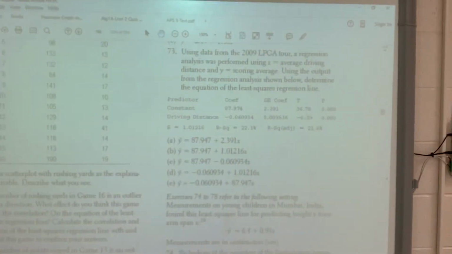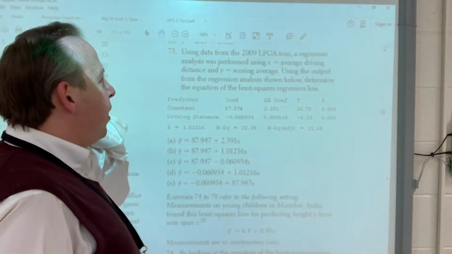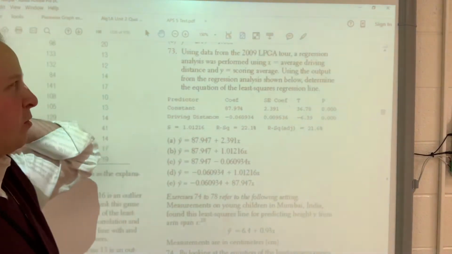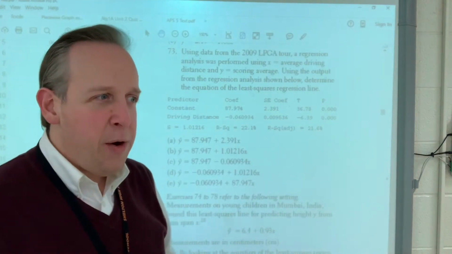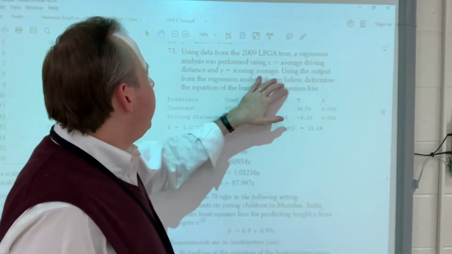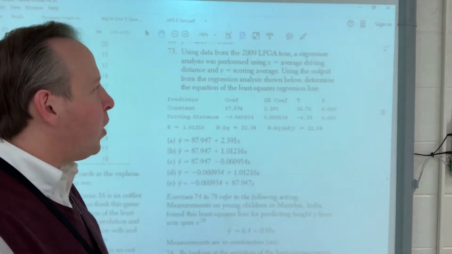Question 73 said, using data from the 2009 LPGA Tour, a regression analysis was performed using X equals average driving distance and Y equals scoring average. So we're trying to predict your scoring average from how far you can hit the ball. That's what driving distance is. Using the output from the regression analysis shown below, determine the equation of the least squares regression line.